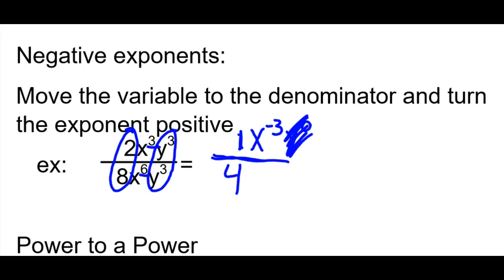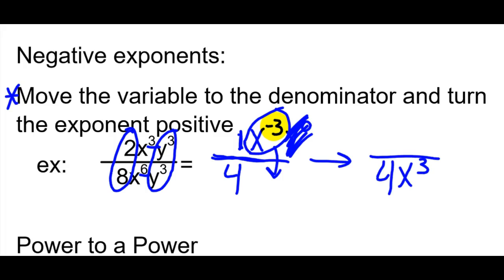Now, the problem with this, we cannot have a negative exponent. It's not fully simplified yet, so that is incomplete, I guess you could say. The rule there, move the variable to the denominator and turn the exponent positive. So this x to the -3rd power gets moved down to the denominator. And on the bottom, we have 4x to the 3rd power. Up top, we still have the 1. So there's our answer here. There's our simplified version of that expression, 1 over 4x cubed.